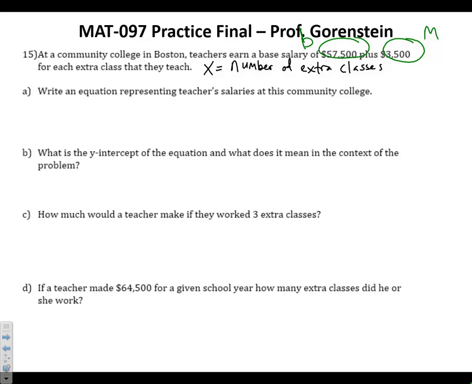Part A, write an equation representing the teacher's salary. Well, for this one we could say y, total salary, is equal to mx plus b. M is 3,500, so 3,500x plus, and b is 57,500, plus 57,500.